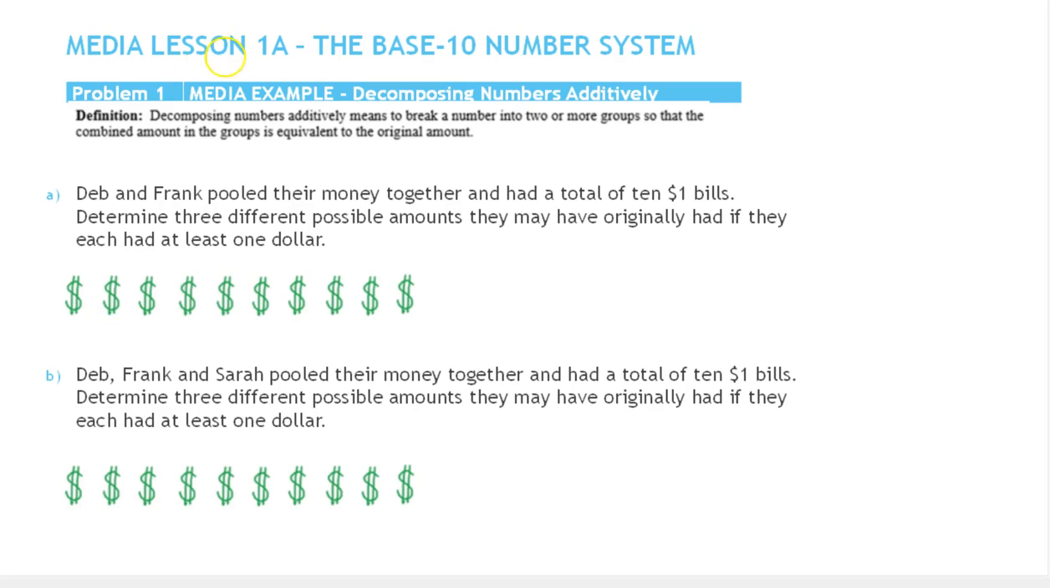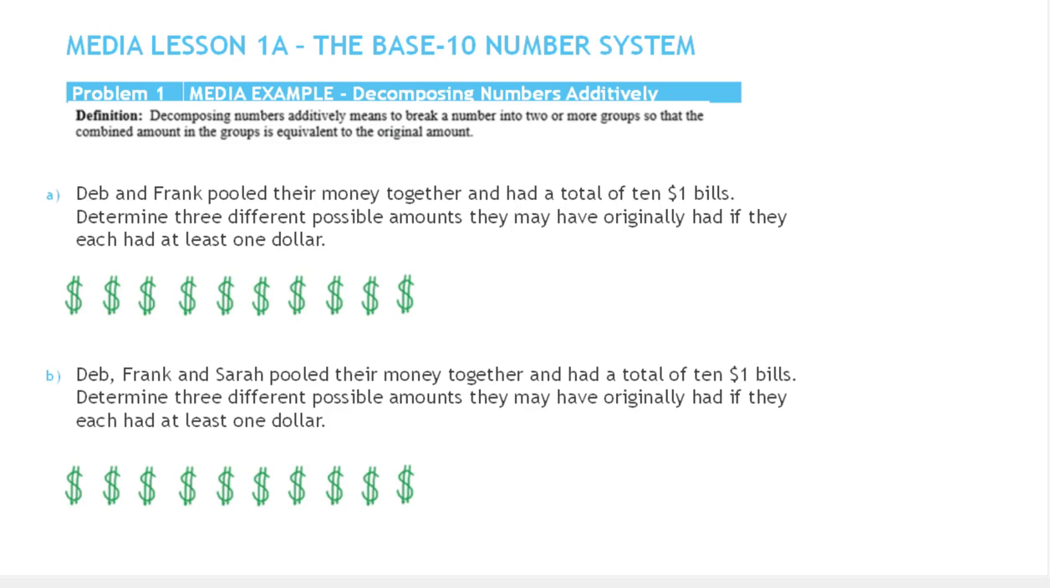Welcome to Media Lesson 1A, the Base 10 number system in Number Sense 1. You'll see here that a description of the type of problem we're doing will be listed on top, decomposing numbers additively. And we have a definition. Decomposing numbers additively means to break a number into two or more groups so that the combined amount in the groups is equivalent to the original amount. Now we're going to look at two problems that use this idea.